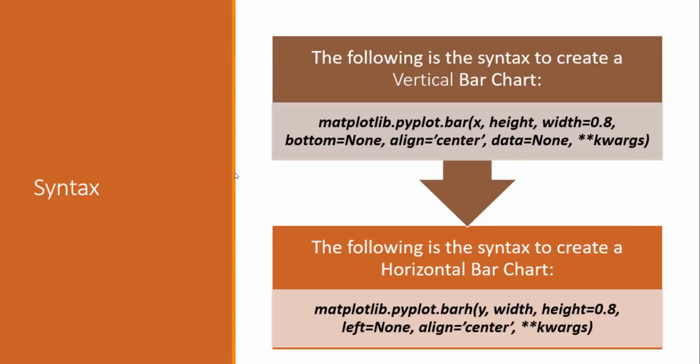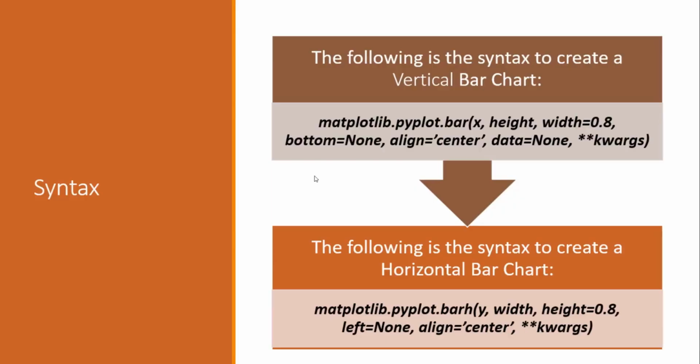So now we will see the syntax to create these bar charts. To create the bar chart, we can use the bar function. So let's see the syntax of this function and learn how it works. This bar function belongs to the pyplot module of Matplotlib. So we write matplotlib.pyplot.bar, and then we pass the first parameter, that is x. After that we will pass the height. The next one is the width, and the default value for this is 0.8.